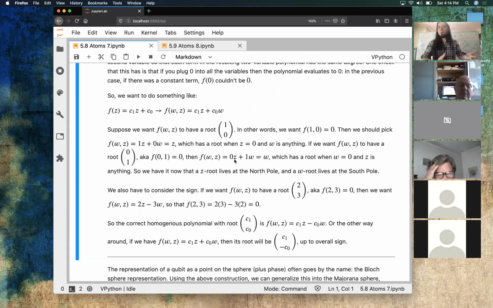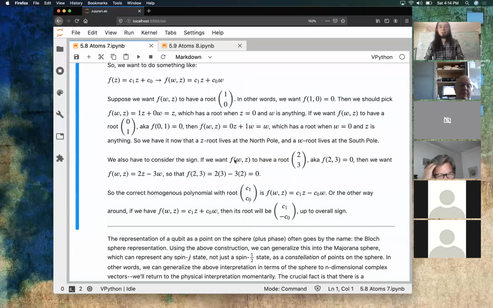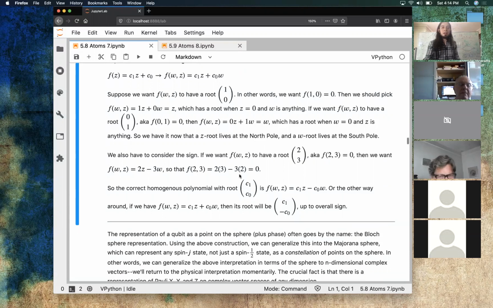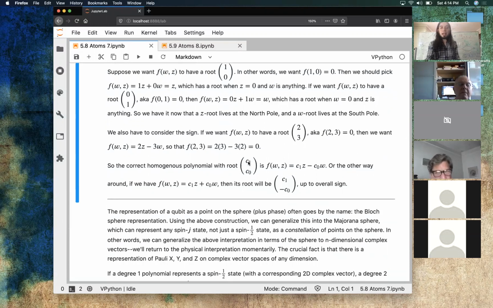So if the former made you a little uncomfortable, you can use this method. Furthermore, you have to consider the sign, as I was mentioning, right? So if you have some f of w, z and you want it to have a root at 2, 3, then you want the polynomial 2z minus 3w. In other words, you have to put that minus sign in there so that when you plug in 2, 3, you get 2 times 3 minus 3 times 2 equals 0. So if you want a homogeneous polynomial with the root c1, c0, then you should use the polynomial c1z minus c0w.